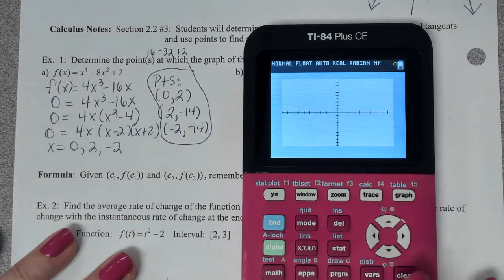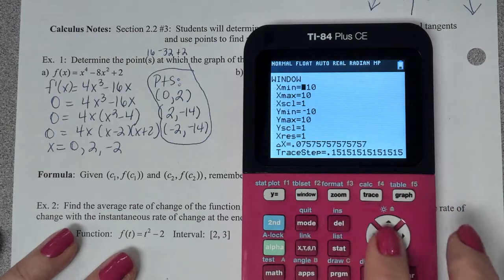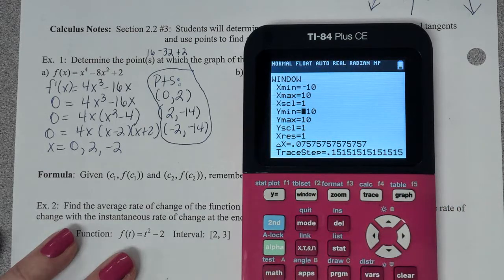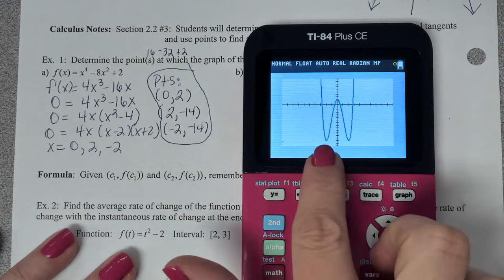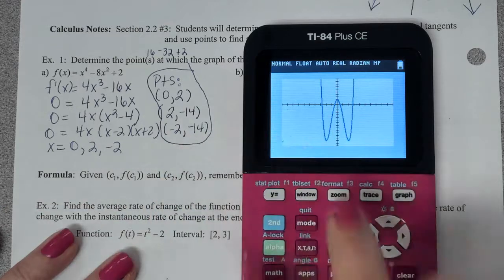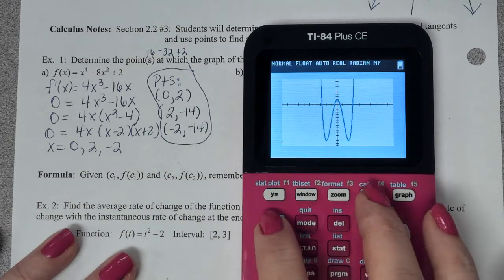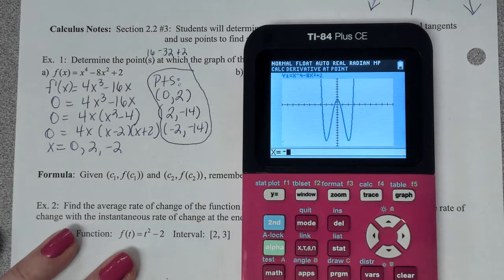I do a zoom 6. Here's the way the function looks. I'd like to see the bottom of it, so I go to my window and I make it go lower. So here's what it looks like. So I want to check those points. I think that when x is negative 2, I have a horizontal tangent. So I'm going to check the slope there. Second trace, calculate number 6, dy dx, find the slope when x is negative 2.